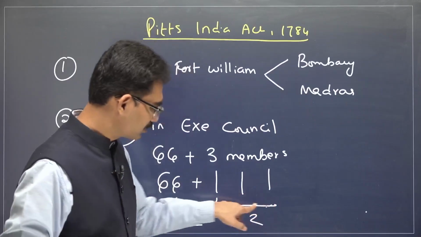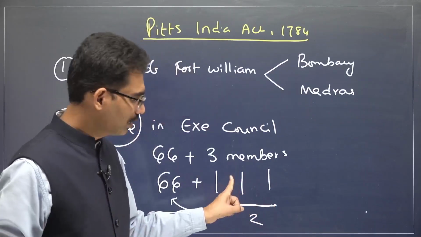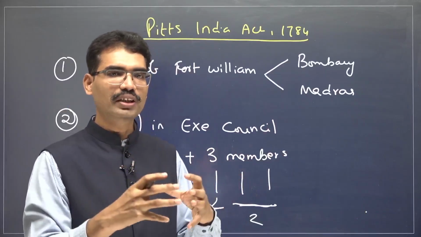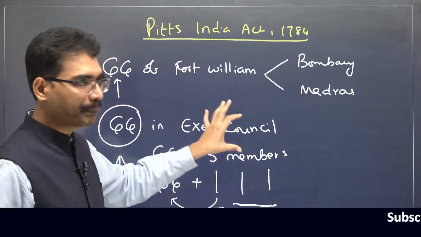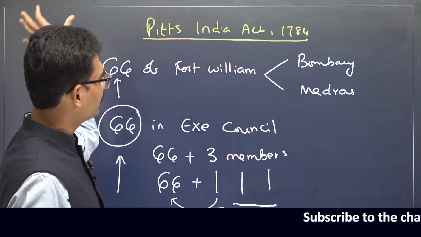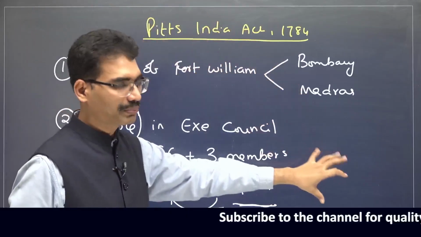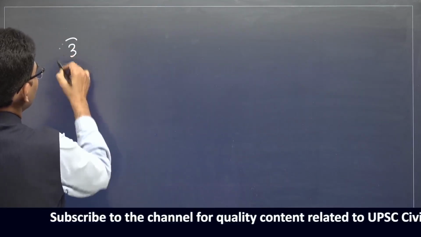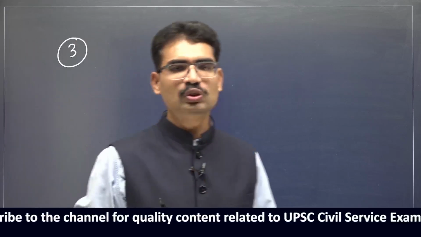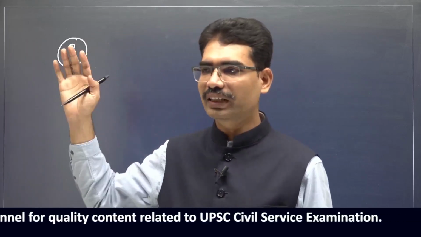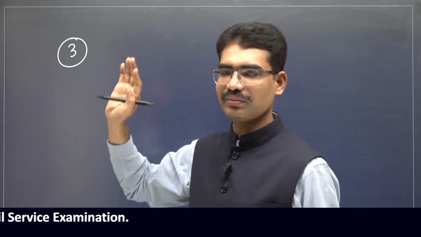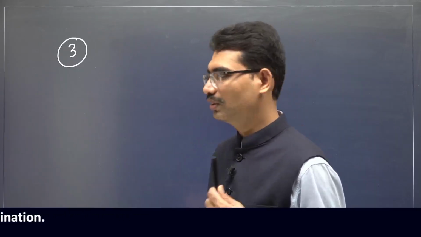Even in these, the Commander-in-Chief was also included so that military and civilian government will coordinate with each other. The limitations of the Regulating Act were removed and the Governor General's powers strengthened. Next, third one. Already with respect to the Supreme Court, there was some issue due to no clarity over the jurisdiction, that was already amended in 1781 itself. That problem was already resolved by that time.